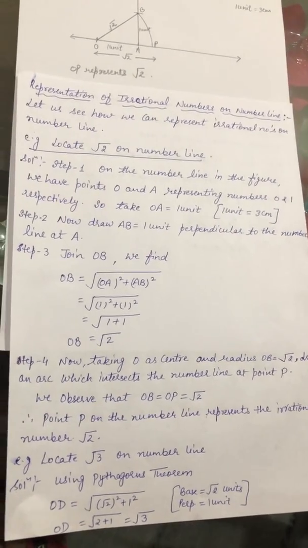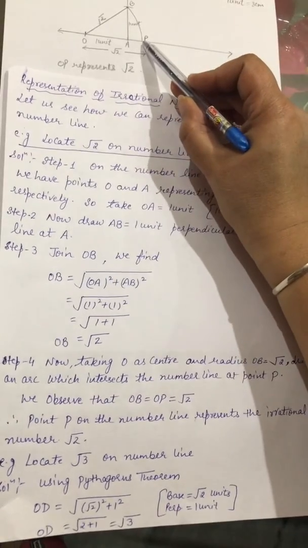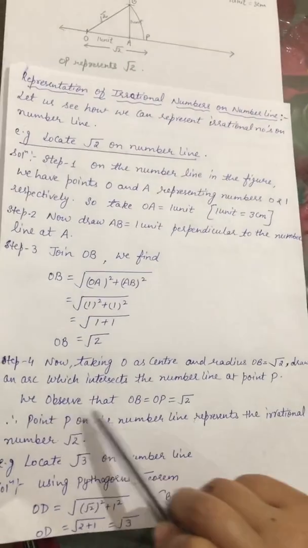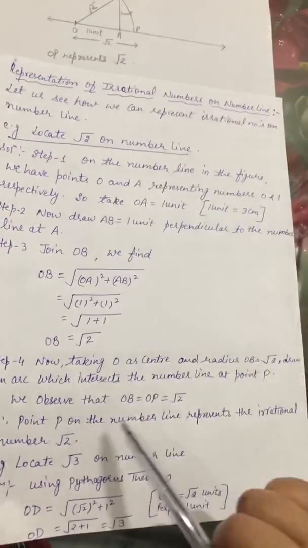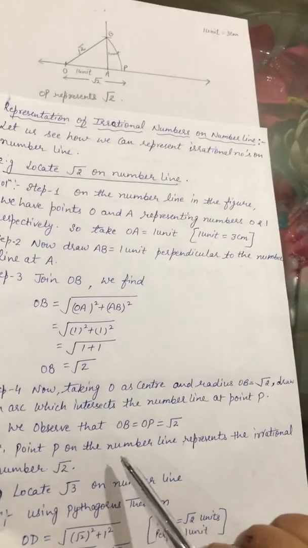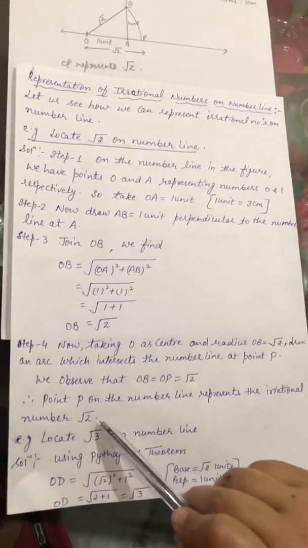Taking this radius, you just drag this radius here on the number line, you get point P. So we observe that OB is equal to OP, root 2. So point P on the number line represents the irrational number root 2.